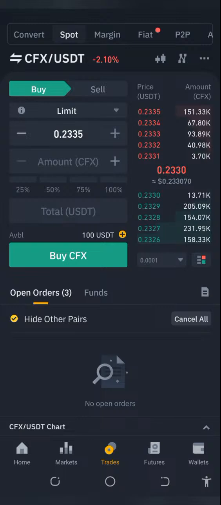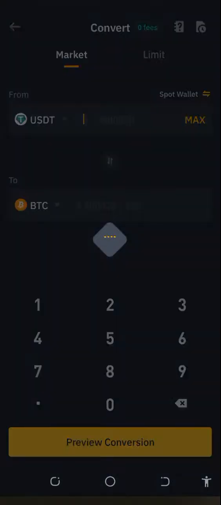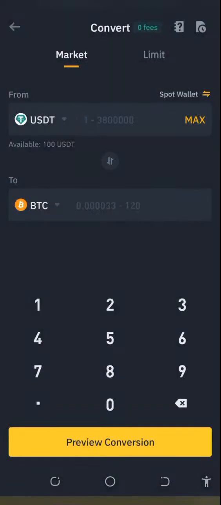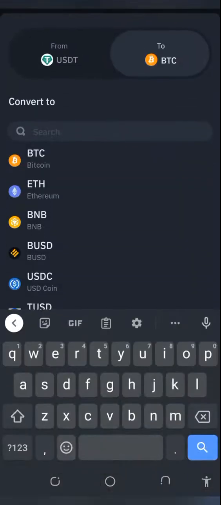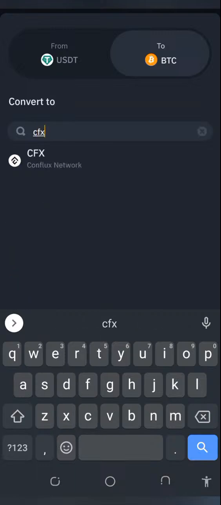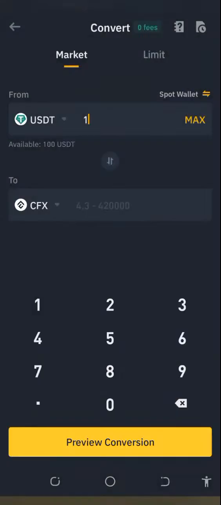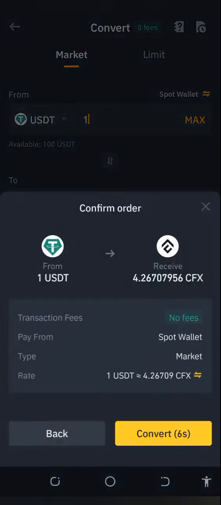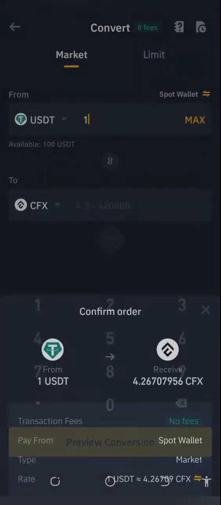So let's go into convert. I'm going to do this in convert. Okay. Let's see how much we will get. Okay. Let's put $1 here. And then we go check for CFX. Let's see. CFX. Okay. Can we change this? I don't know. Let's find this out. It looks like we can. Let's just go ahead and change this.